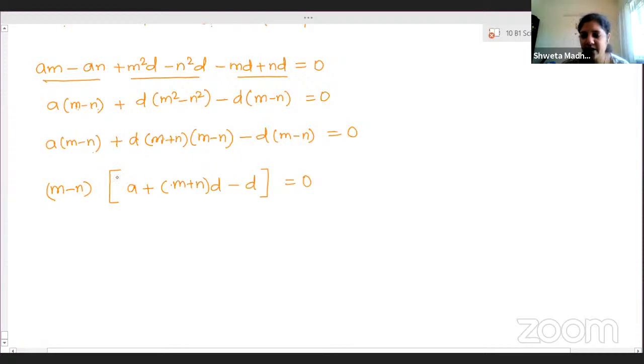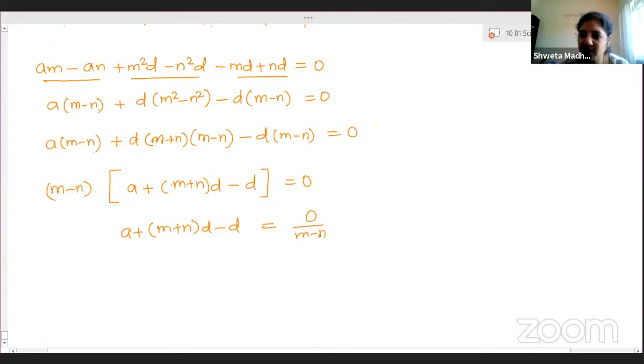M and n are numbers, as taken here in the question. M times the mth term, m is a position, so that position is a number. If this number is transferred to the RHS, what will we get? 0. So that will be gone. We'll write that step also: (m plus n) into d minus d is equal to 0 by m minus n.